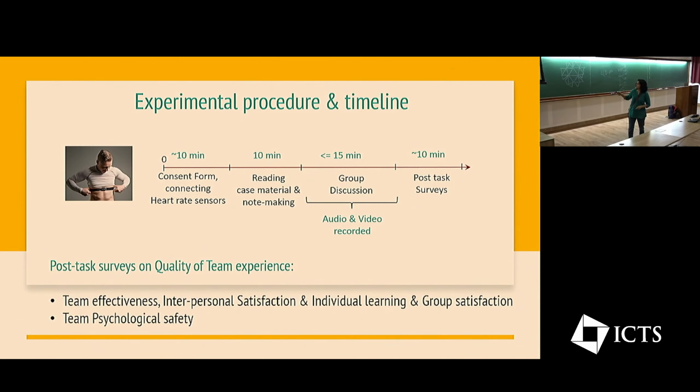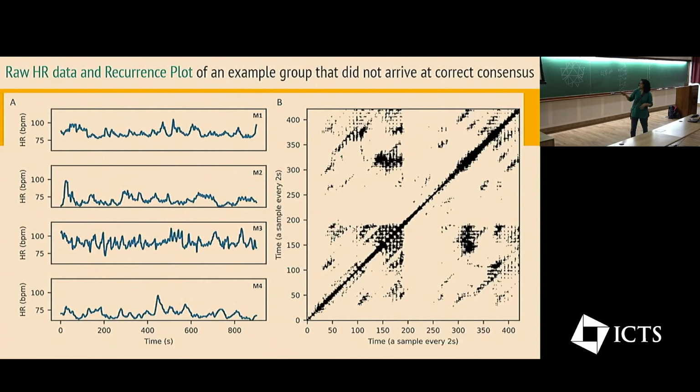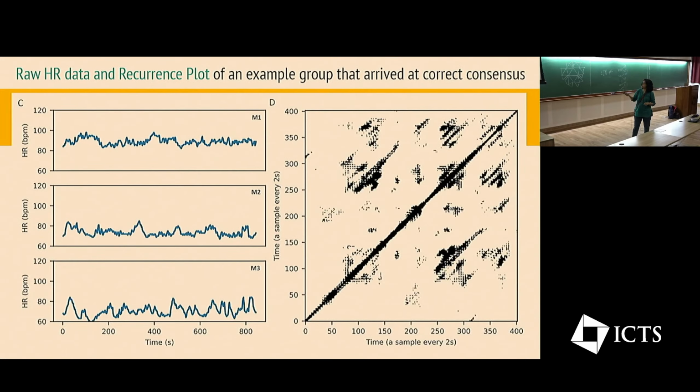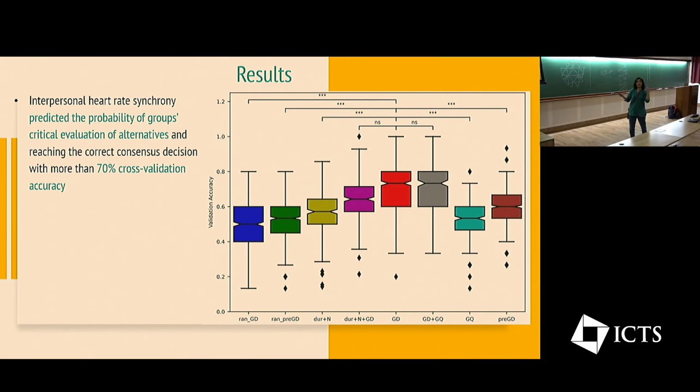We used heart rate measures, a baseline and during the group discussion, and also a post-task survey asking people how satisfied they were with the group discussion they had. We went through an analysis that I did not get into much detail about, a multi-dimensional recurrence quantification analysis, because we use data from more than 2 people. These groups were made of 3 to 6 individuals, and they could either reach the correct consensus answer or not.